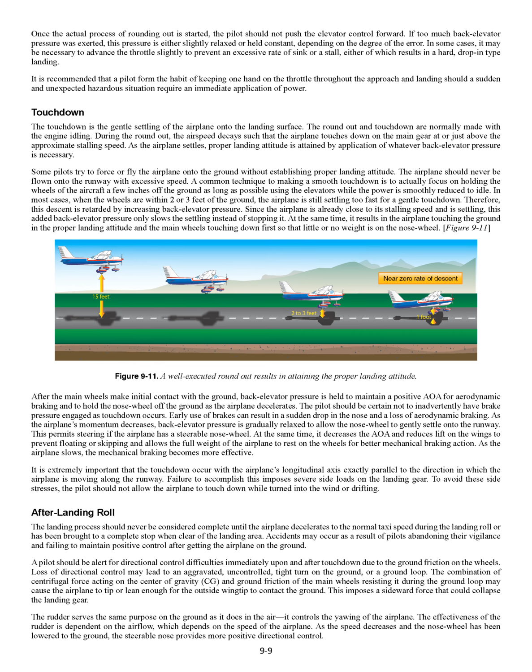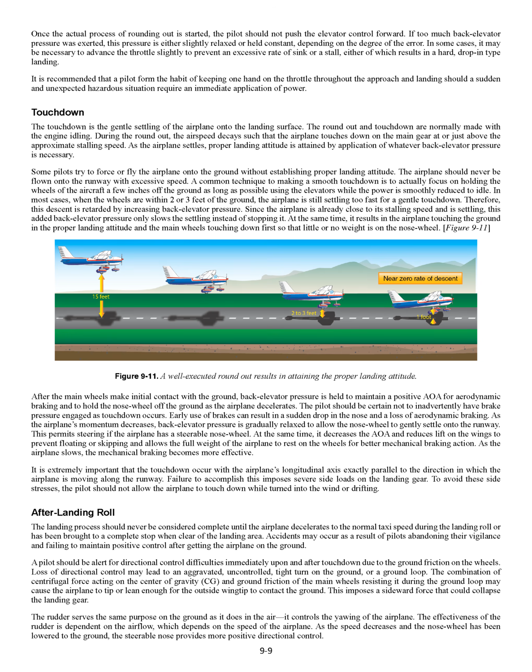Once the actual process of rounding out is started, the pilot should not push the elevator control forward. If too much back elevator pressure was exerted, this pressure is either slightly relaxed or held constant, depending on the degree of the error. In some cases, it may be necessary to advance the throttle slightly to prevent an excessive rate of sink or a stall, either of which results in a hard, drop-in type landing. It is recommended that a pilot form the habit of keeping one hand on the throttle throughout the approach and landing should a sudden and unexpected hazardous situation require an immediate application of power.